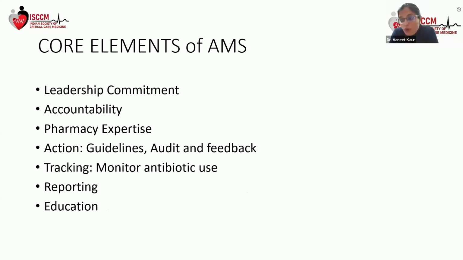Program leaders who will be responsible for program outcomes must be identified. Then pharmacy expertise has to be included and identified. Action. One or more actions should be implemented by the program, which includes prospective audit and feedback, pre-authorization, and facility-specific guidelines. Then tracking. We have to monitor the antibiotic use as well as the resistance patterns according to the local ICU data, or the local antibiogram.